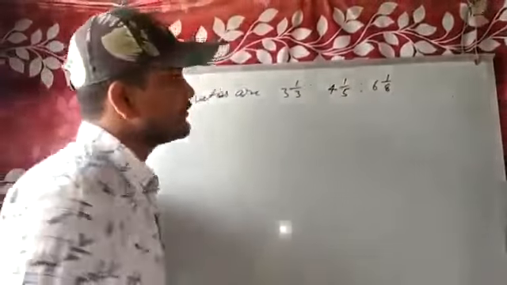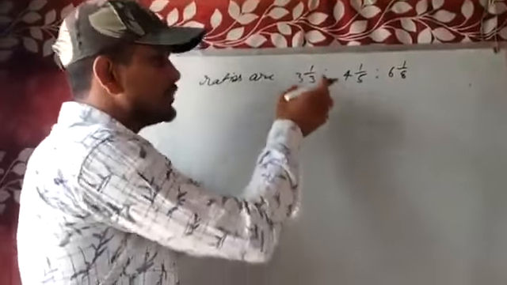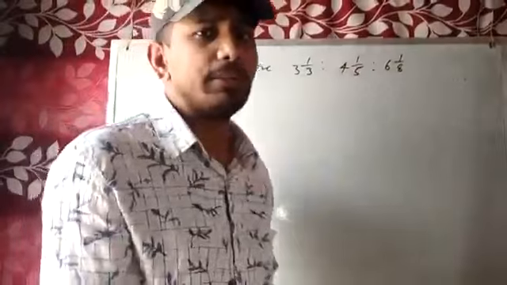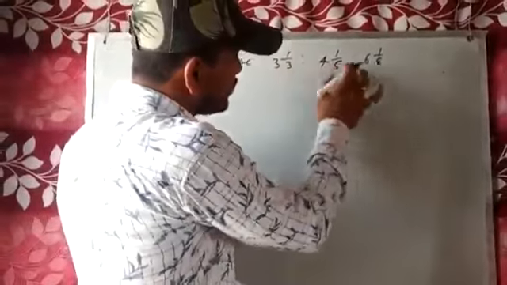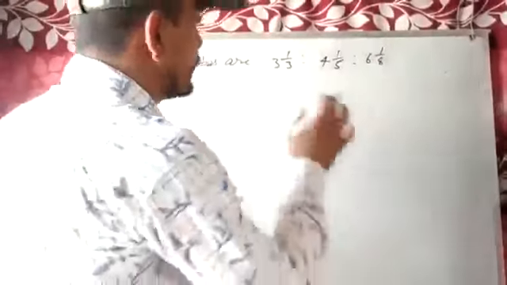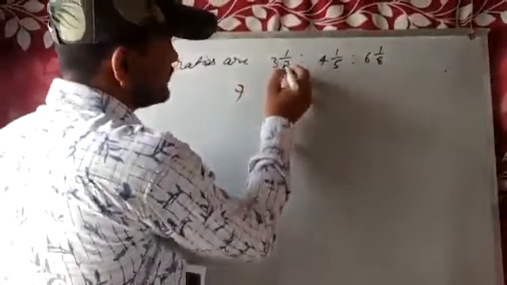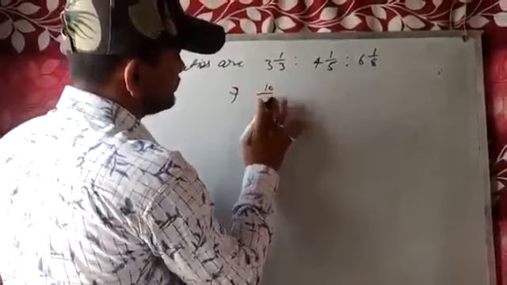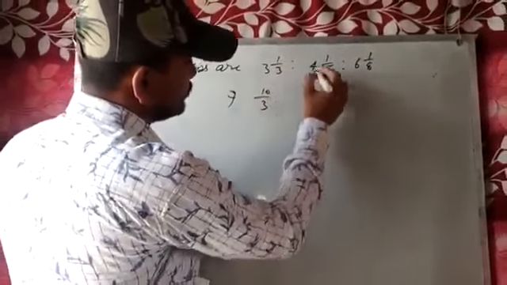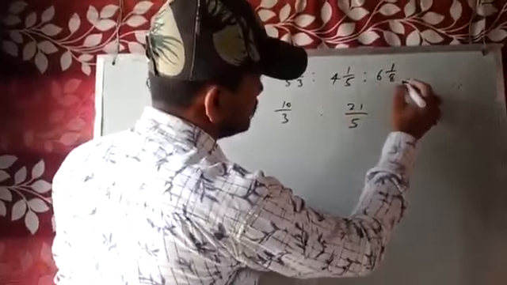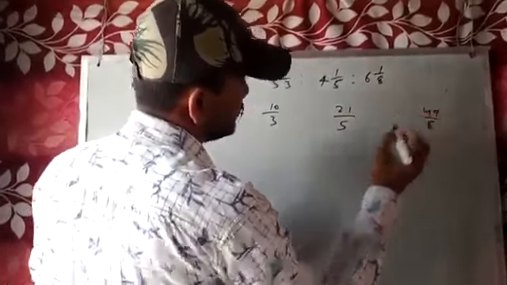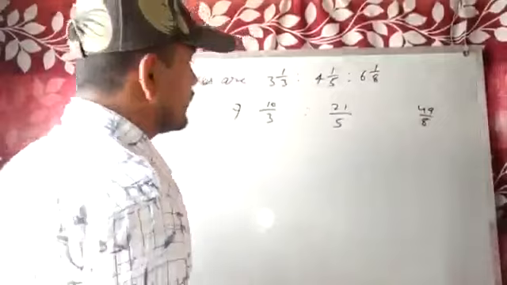In the language of maths, we can call it a ratio. That one is not in a normal form. So first of all, I will change it into a normal form. See, it is 10 by 3 is to 21 by 5 is to 49 by 8. How will I change it into normal form?